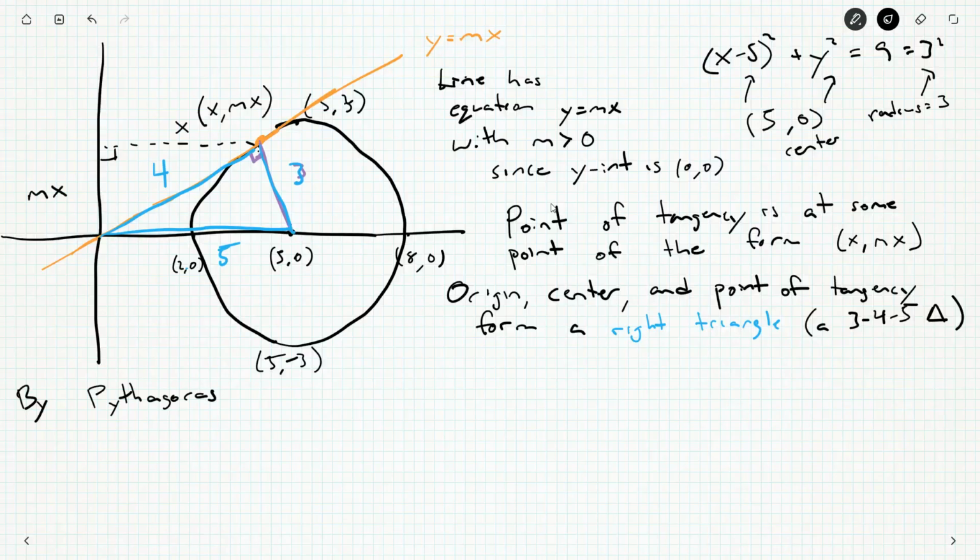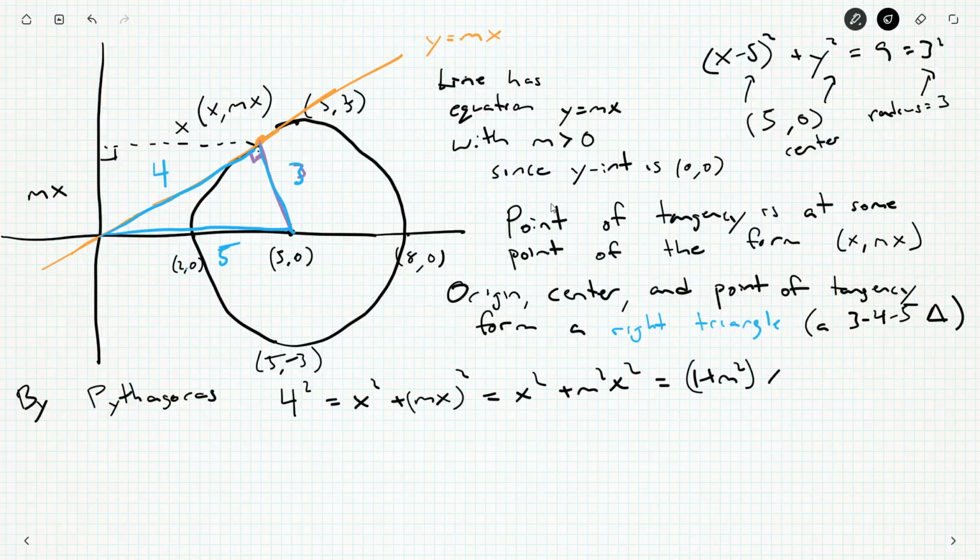So you could say by Pythagoras, you could also say, if you know the distance formula, the distance between 0,0 and x, mx, no matter what you want to do, but you could say by Pythagoras, 4 squared is x squared plus mx squared. Well, that's x squared plus m squared x squared. So we could get a 1 plus m squared out of there. And we get an x squared there. Okay. So it's not looking so bad.